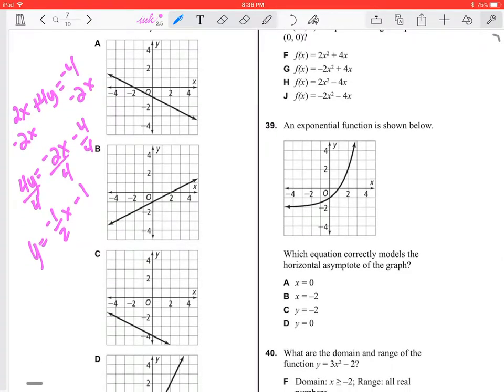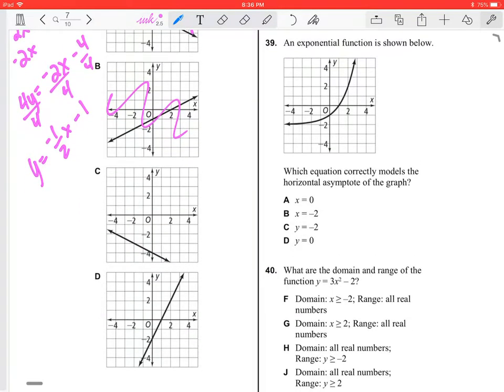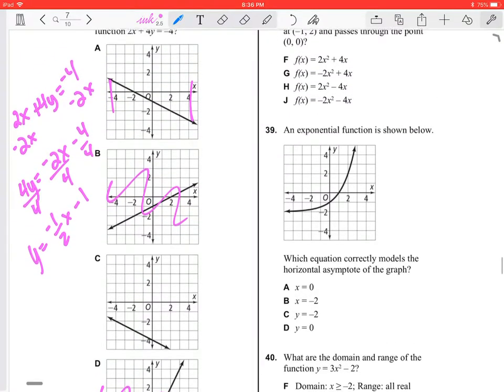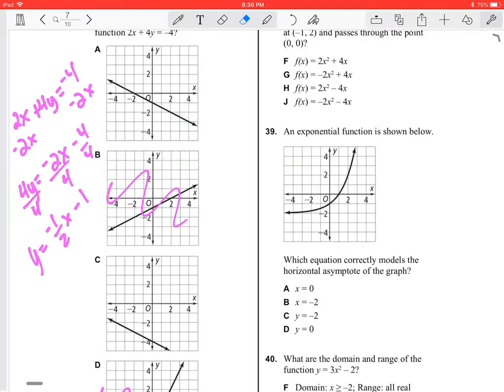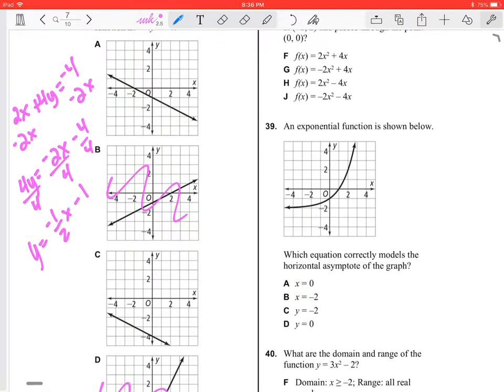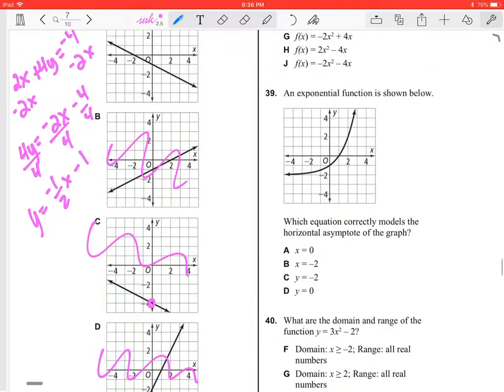So that means our y-intercept is negative 1, and it's a negative slope. Well, A is a negative slope. B is not a negative slope. C is a negative slope. And D is a positive slope. So our answer choices are either going to be A or C. C has a y-intercept of negative 4, so it can't be C. So our answer choice is A.